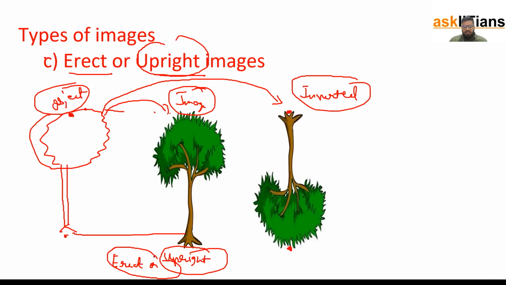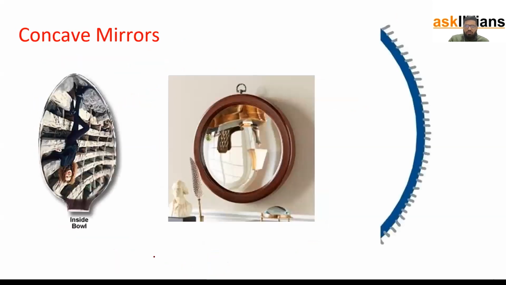So I think this is clear. Okay, now we'll move on to types of mirrors. So the first one is the concave mirror. We have already seen that concave mirrors are those mirrors which are curved inwards. So what do you mean by this?